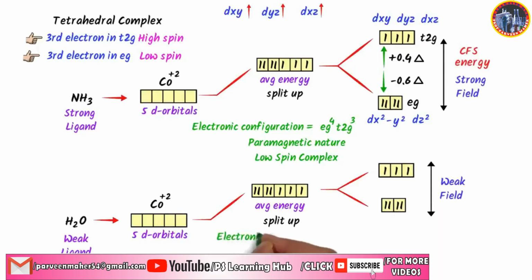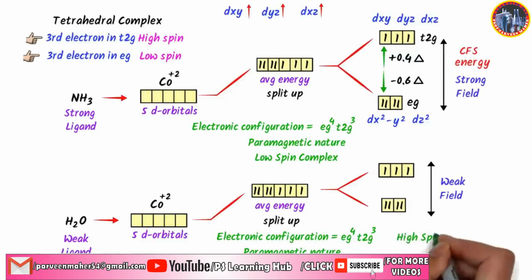Now I write the electronic configuration: Eg 4 electrons, T2g 3 electrons. Secondly, the electrons are unpaired, so it is paramagnetic in nature. Here, the third electron enters T2g, so it is a high spin complex. Therefore, using this super easy trick, we can easily understand and learn crystal field theory.